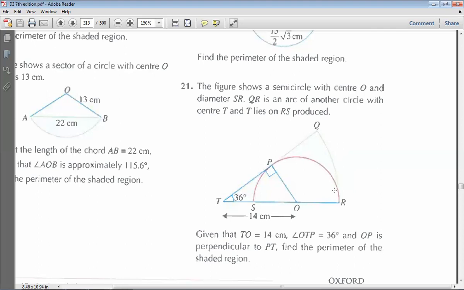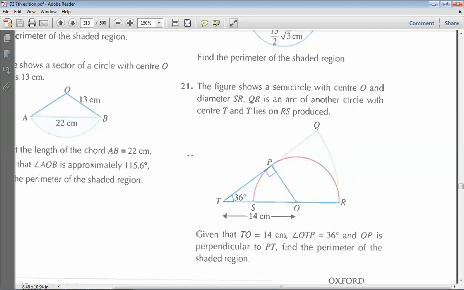Once I know this radius, I can tell how much is this arc. Then, if I know this angle, I can tell how much is this arc, and I can also tell how much is this PQ length. So let me show you how this is done.